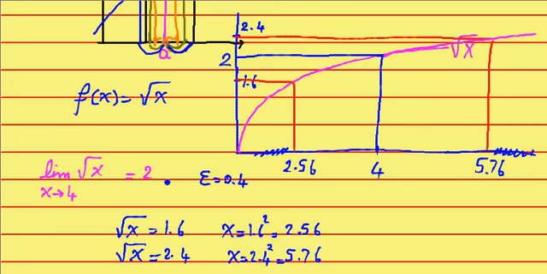Next improvement that we have to make on our answer is to come up with a symmetrical region. Symmetrical means you have to go the same distance to either side. So how far is it from here to here? From here it is 1.76. How did I get that? 5.76 minus 4 is 1.76. How about this side? This side I have 4 minus 2.56, and that's going to be 1.44. So this side is a little bit smaller than that.